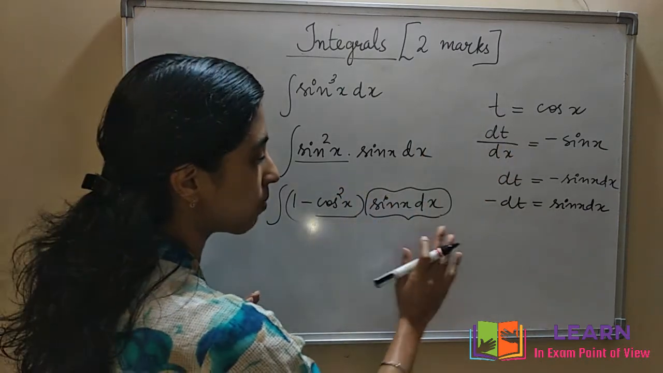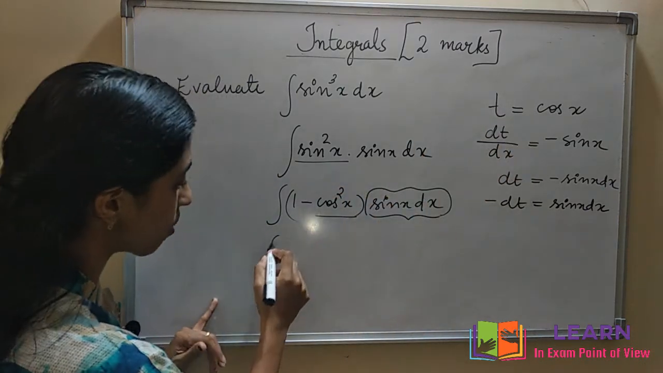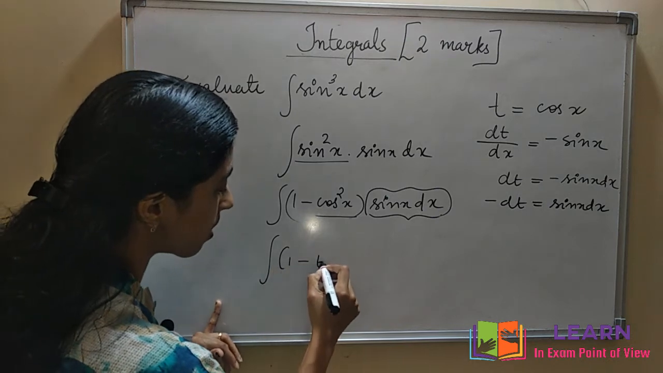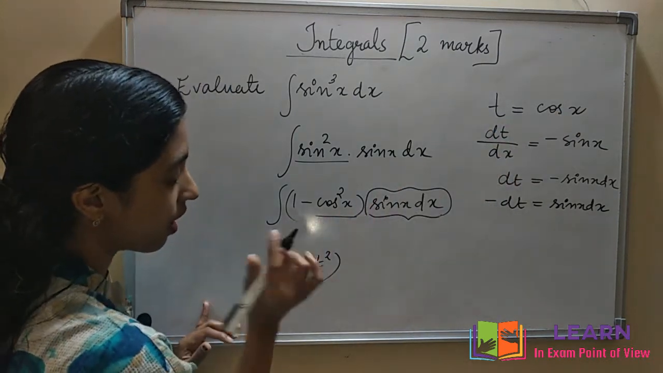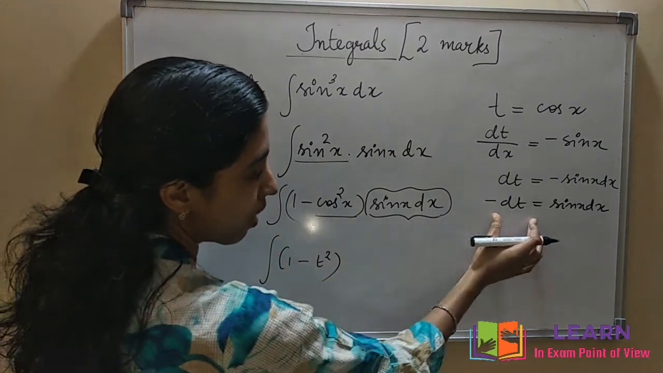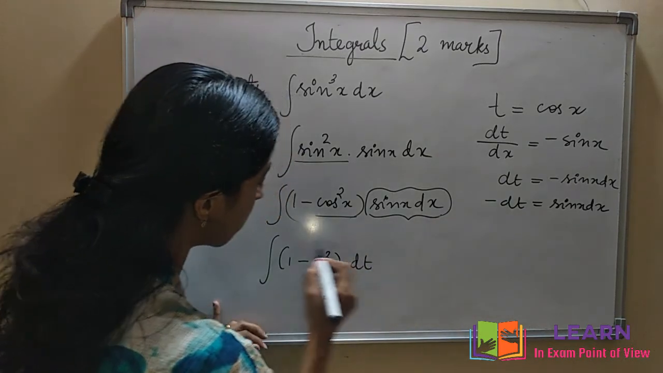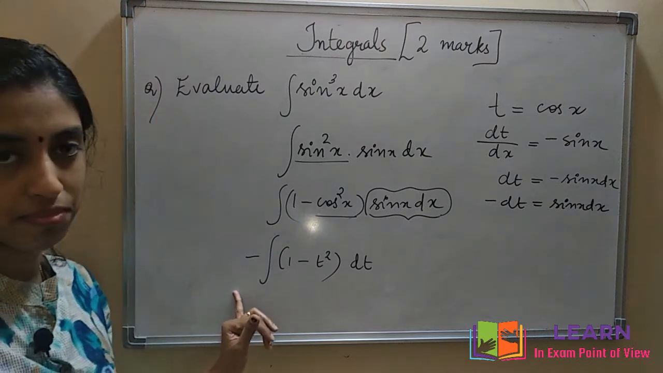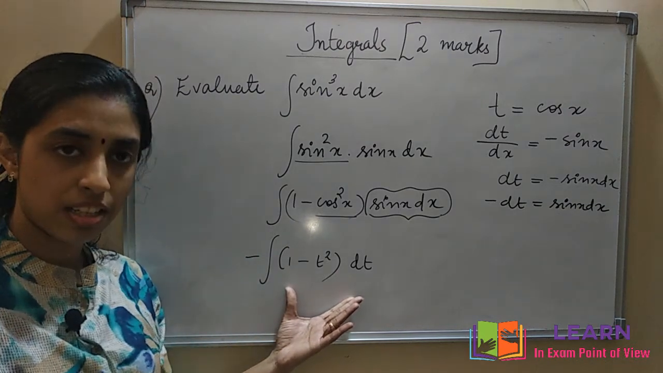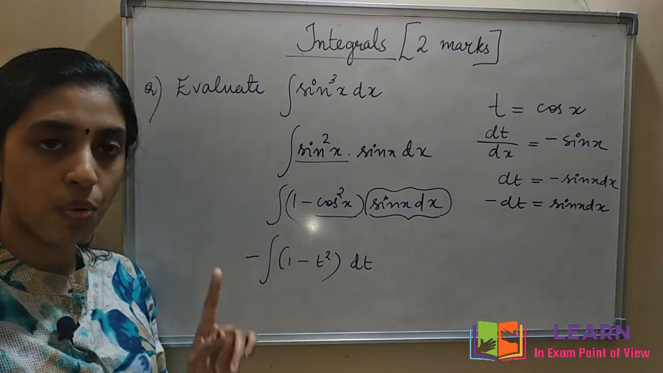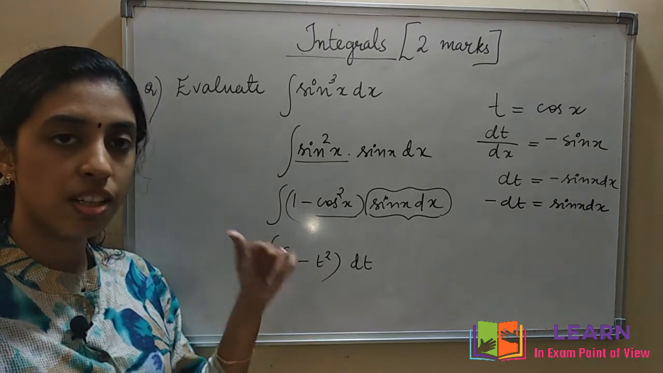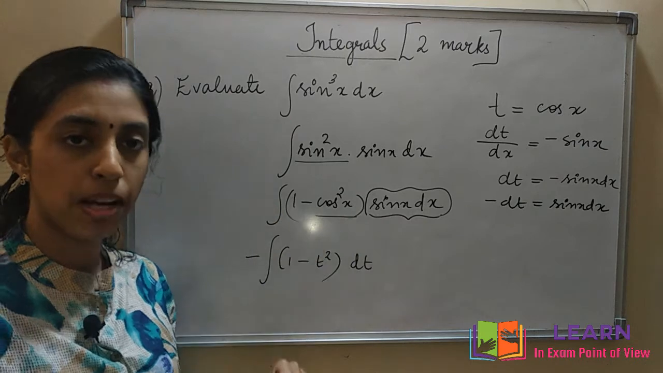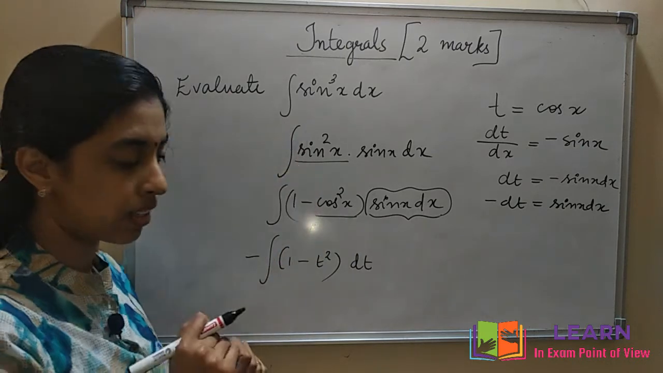Now every term is in t terms. So integral of 1 minus t square, where cos x is t, so cos square x is t square. Sine x dx is minus dt. That minus sign you can put outside. Now you can integrate this. You know the integral of 1 with respect to t is t. T square is t raised to 2 plus 1 by 2 plus 1, that is t cube by 3.